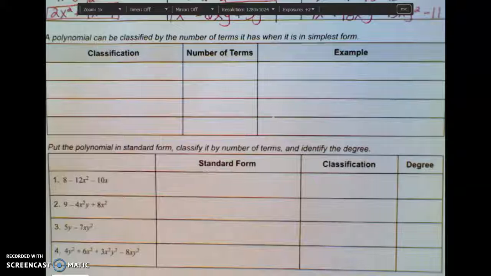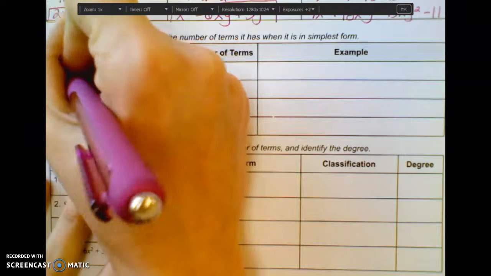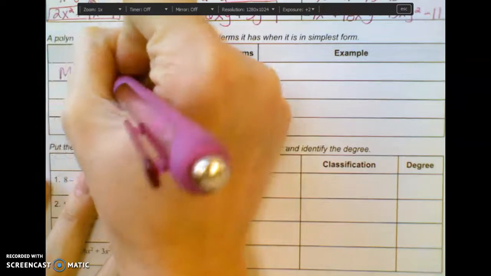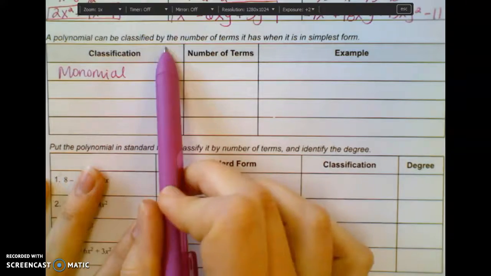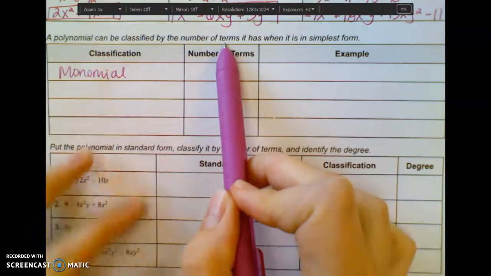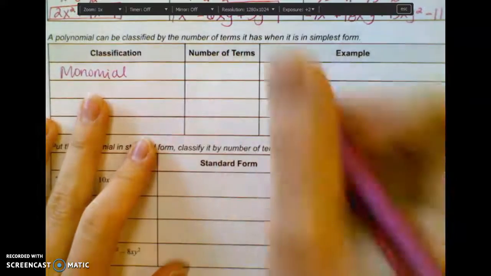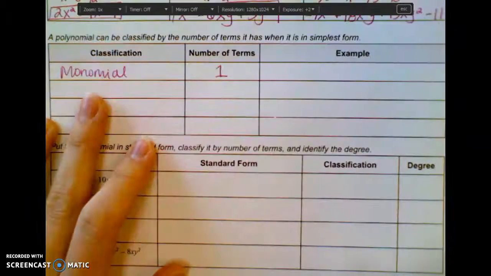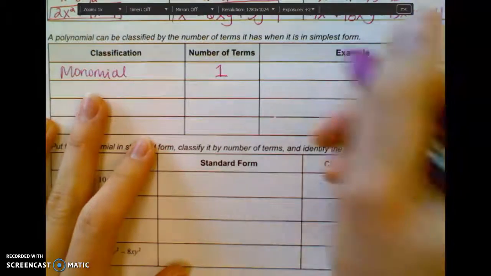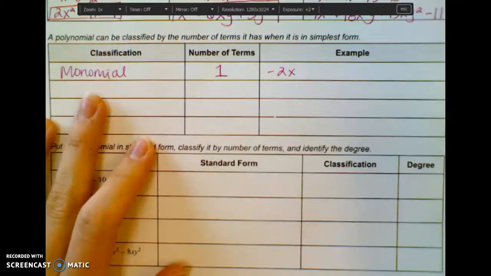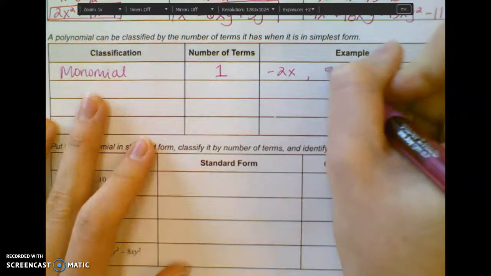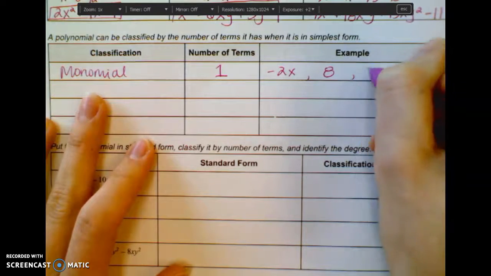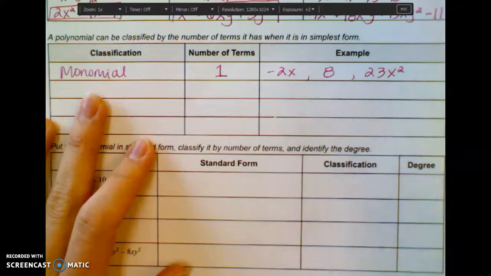There are a couple more terms we need to learn, and one of these terms is a monomial. A polynomial can be classified by the number of terms. A monomial means that there is just one term in the polynomial. For example, if I have just negative 2x, that's a monomial. If I have just 8, that's a monomial. Or 23x squared, again, that's a monomial.